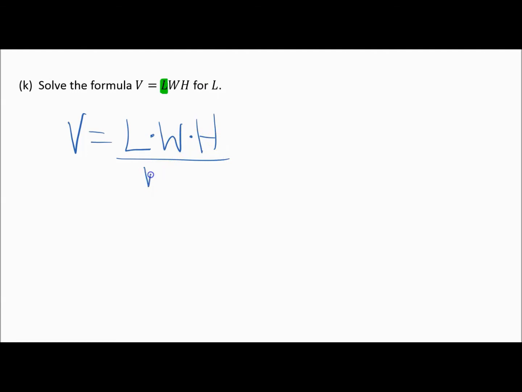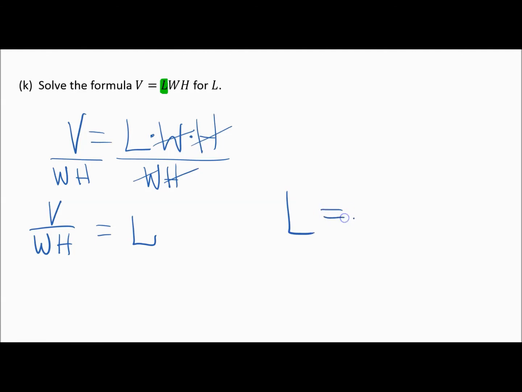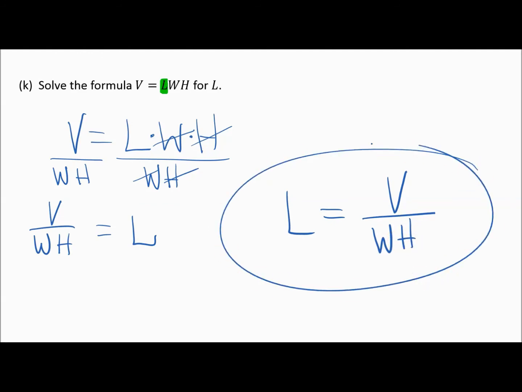So let's divide this side by W and H, and there's nothing wrong with dividing by both of them at the same time. So on the right, this W cancels with this W, and this H cancels with this H. So we have what we want. We have L on the right all by itself. What do we have on the left? Well, we're supposed to simplify, but that's not going to simplify. That's just as good as it gets, and I can write my final answer as L equals V divided by WH. So what does that mean? It means that if we knew the volume of our rectangular box and we knew the width and the height, we could find out what the length would be with that given information.